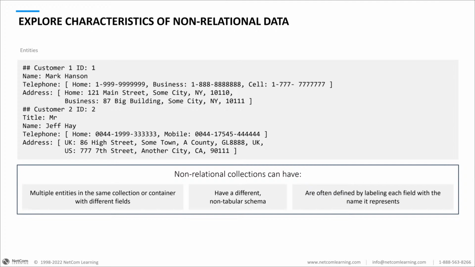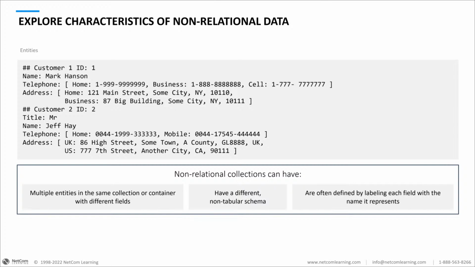So here you'll see customer number 1 has an ID of 1, right? So that makes them unique. So that's their name, their telephone number, all that sort of stuff. But you'll notice that customer 2, which also has a unique ID of 2, has a title, a name, a home phone number and a mobile number, not a business number, and an address, right? But it also has multiple addresses in the UK and US. And the first person has a cell phone number, even though it's also a mobile number.